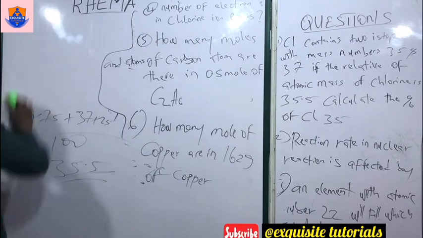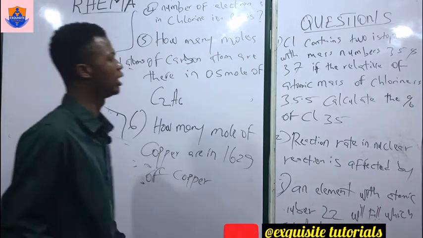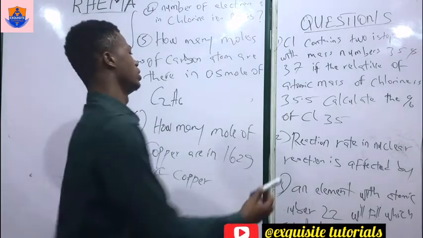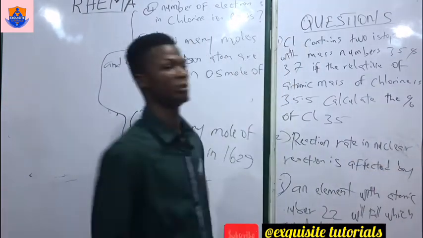Let's say we are done with isotopy. Let's see how many topics we can cover in this Rhema. Okay, question number 2 says, reaction rate in nuclear reaction is affected by.